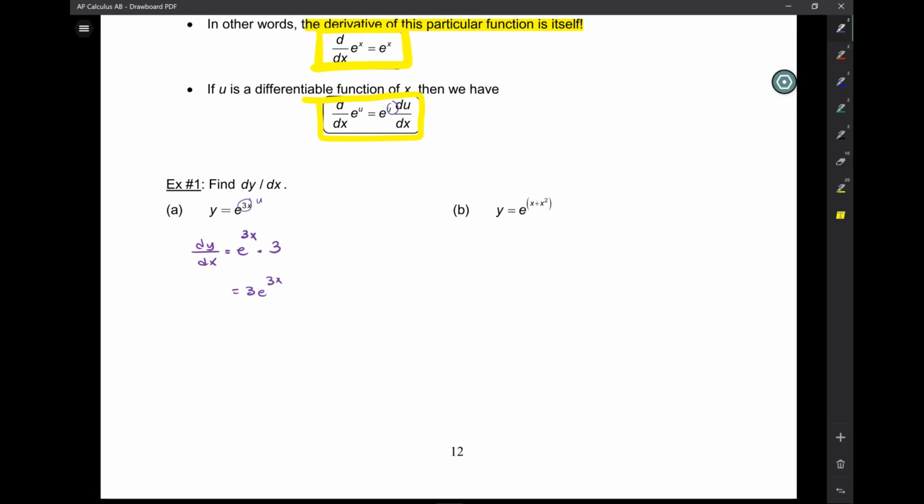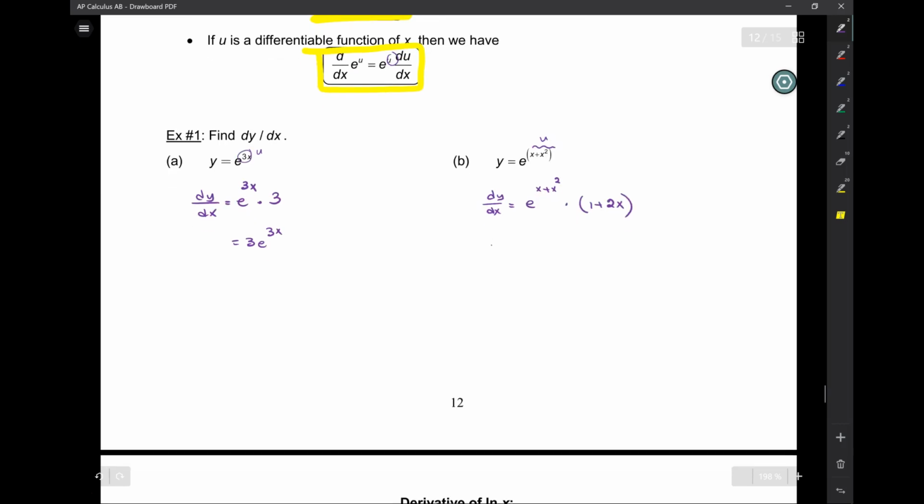All right. So let's do this one. Here, this is u, right? So dy dx is e to the x plus x squared times 1 plus 2x. Now, normally we write the algebraic functions before the exponential functions. So this will be 1 plus 2x times e to the x plus x squared.